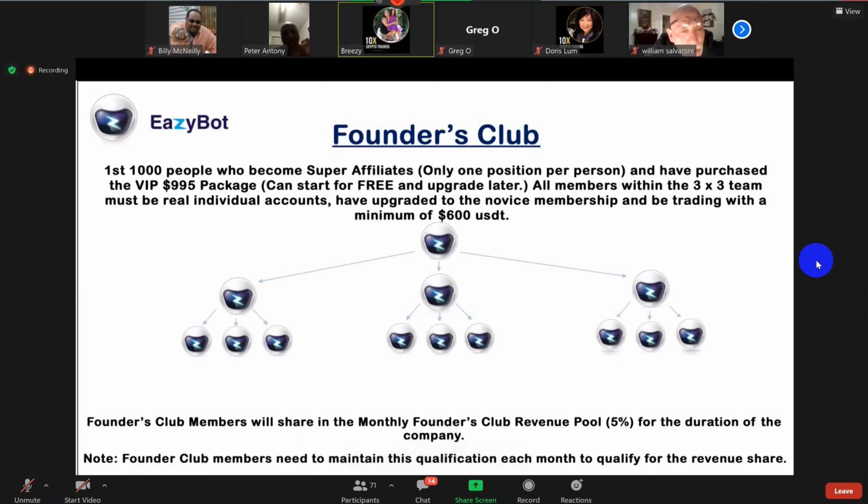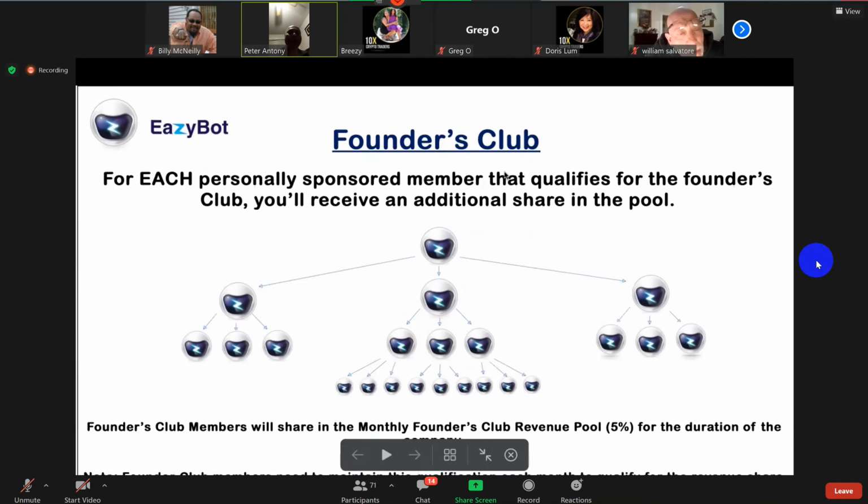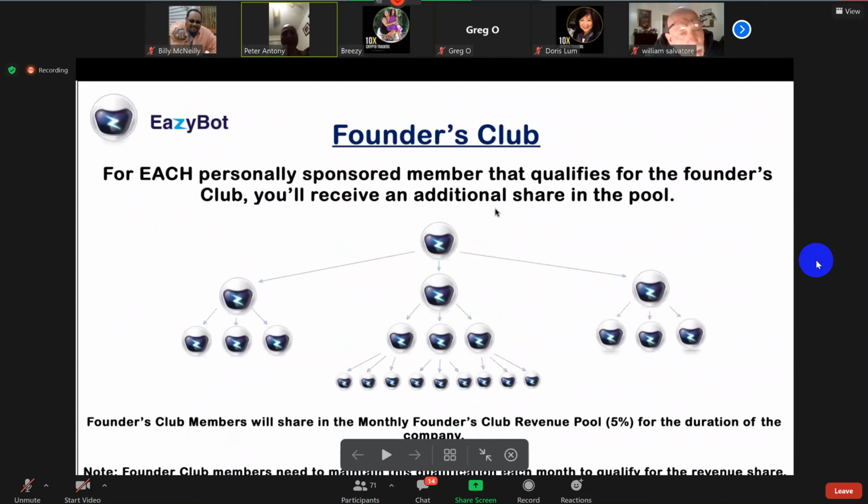So the second that the bot is activated to actually start trading, there's going to be a tally in the background where the developers will see who got it first. And it's literally going to be little by little that someone's not going to be able to claim one of the 1,000 spots. But this is what it looks like. And yeah, if you do get your directs as a founder, you'll get an extra share in that 1,000 people pool.